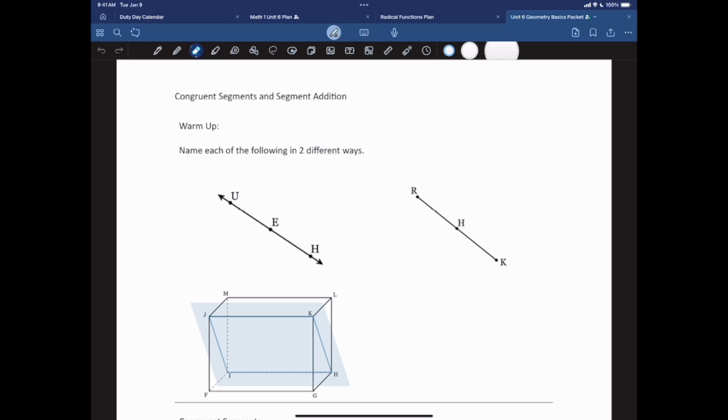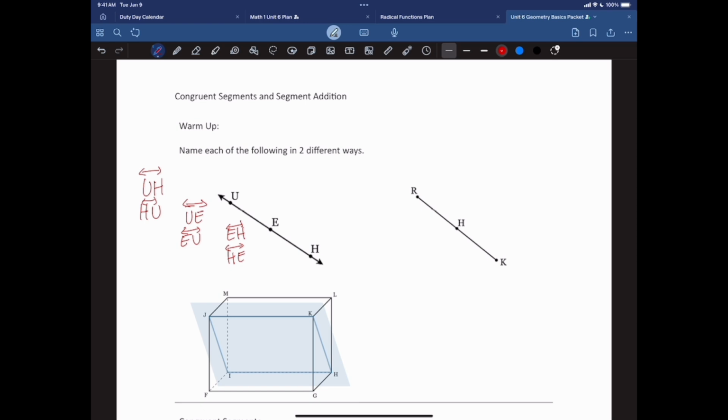So the first one is we have our line UEH. You can pick any 2 points and put them in any order you want, right? So I could say UH. That's one way to label this line. I could say HU. You could have also done UE and EU. You could have also done EH and HE. Pick any 2 of those 6, and you got the right answer.